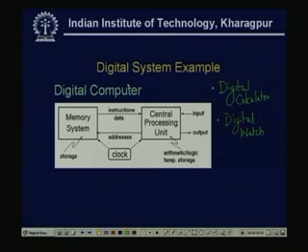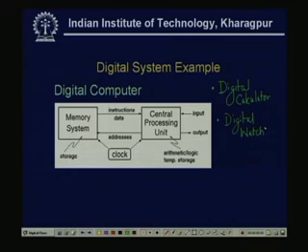Now, see again this CPU, I can think that this is a digital subsystem. Again my memory system is a digital subsystem, and the two things together, and not only the two, actually the ALU, the temporary storage, all the things together, I can say that this is a full digital system.